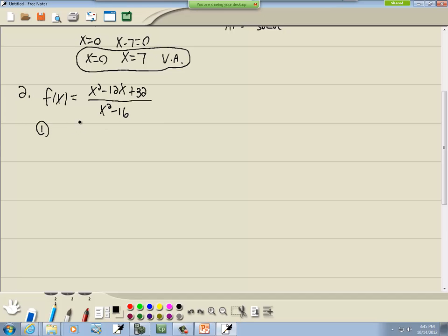Step 1: factor the top, factor the bottom. We're finding the vertical asymptote again. This is the PSD method, and this is DOTS, difference of two squares. This top part factors as x minus 8 times x minus 4, and the bottom part factors as x plus 4 times x minus 4.